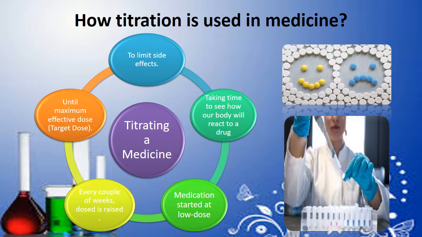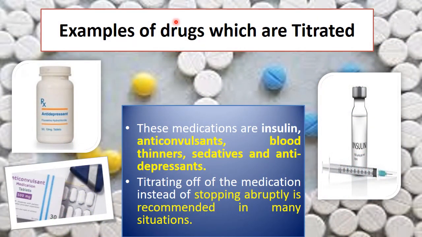A question arises here: how is titration used in medicine? Titrations are used in medicine to limit side effects, taking time to see how our body will react to a drug. Medication is started at a low dose and raised every couple of weeks. Raising the dose means the concentration of active ingredient is raised until the maximum effective dose, known as the target dose, is reached and no side effects are observed. Drugs which are usually titrated include insulins, antidepressants, anticonvulsants, and sedatives. Titrating the medication instead of stopping abruptly is recommended in many situations.